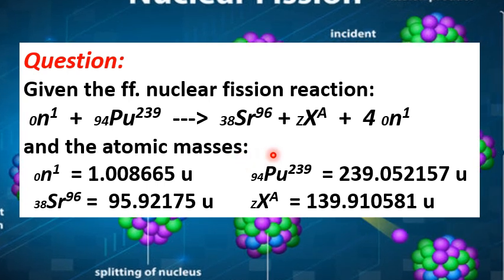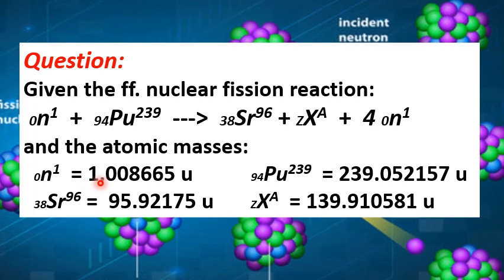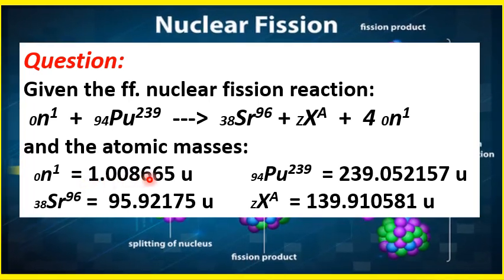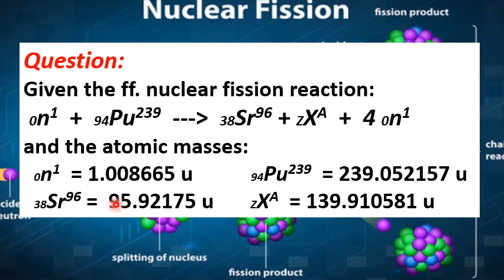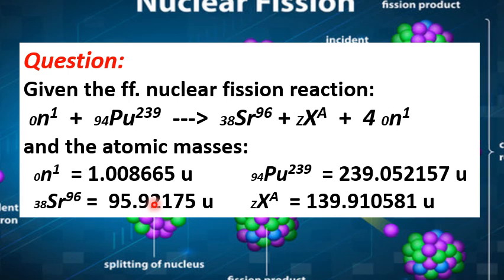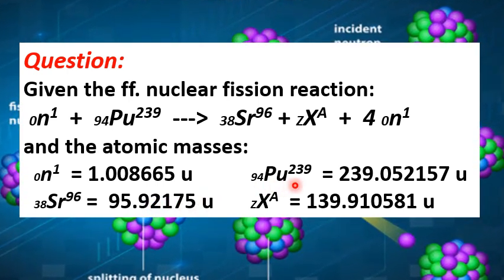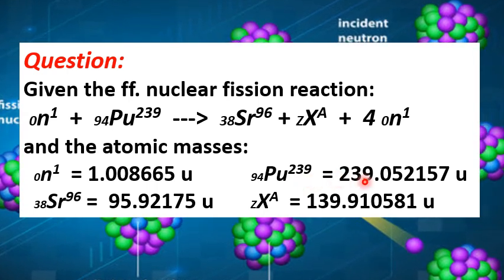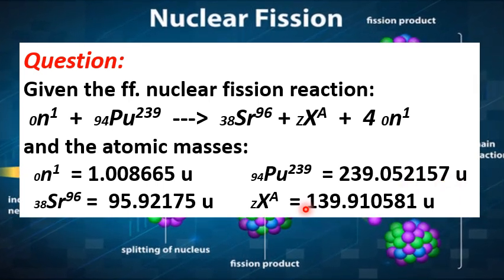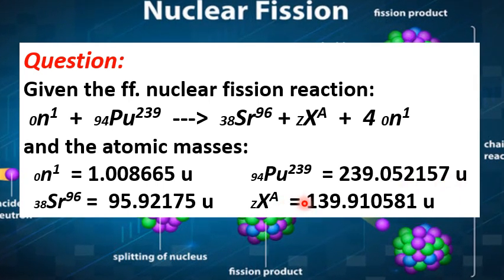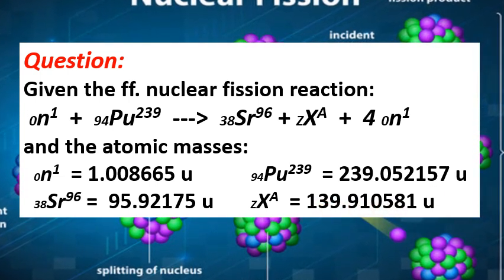Given these atomic masses, for neutron, it is 1.008665 atomic mass unit. For strontium-96, it is 95.92175 atomic mass unit. For plutonium-239, it is 239.052157 atomic mass unit. And for the unknown element X, it is 139.910581 atomic mass unit.